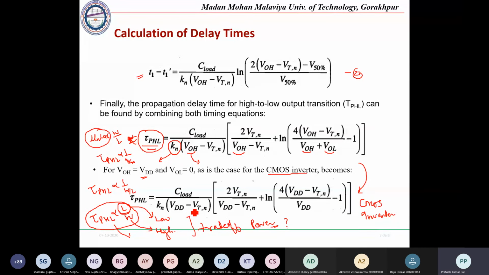So this is the tau p HL value for the CMOS inverter. It will be C load divided by Kn (VDD minus VTn). In terms of VDD also we can see that once we increase the VDD, this delay will be reduced.